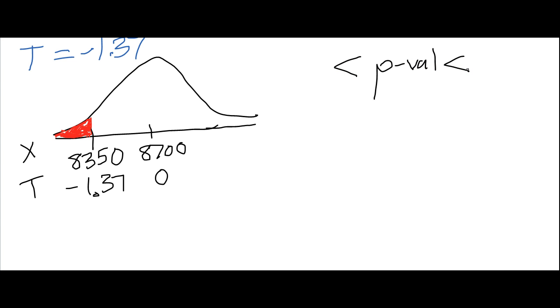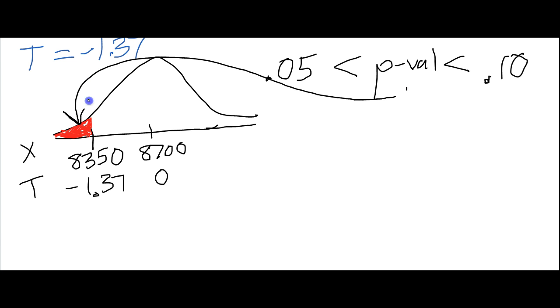It's between the 0.10 and 0.05 columns, so I can estimate that my p-value is between 0.05 and 0.10. And again, I'm not going to double that here, because we're looking at just the area in the tail. So this area is somewhere between 0.05 and 0.10.